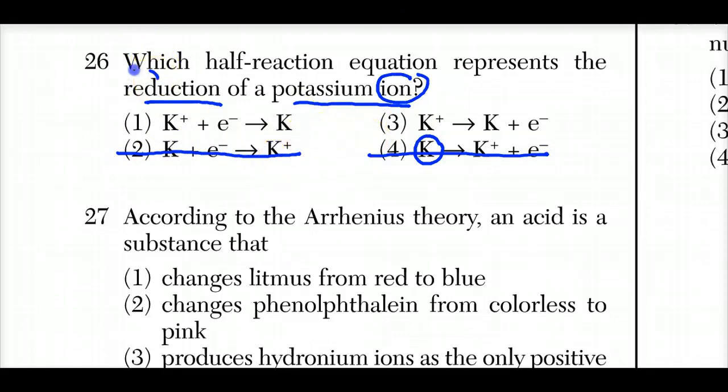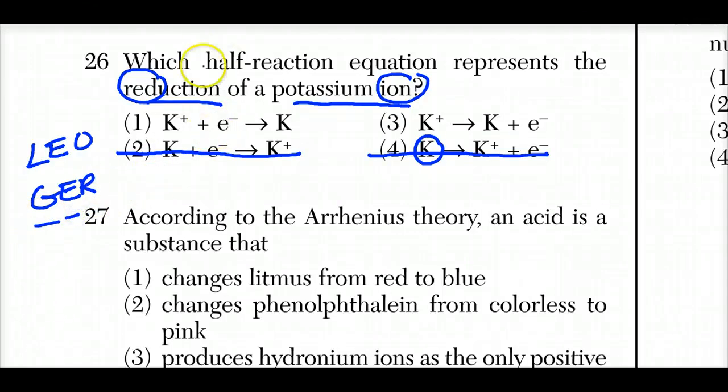Now, what is reduction? You should learn: Leo the lion says grr. Losing electrons, LEO, is oxidation. Leo the lion says grr. Gaining electrons is reduction. Now, how can I gain something, get reduced? Well, what you're gaining is something that is negative, which makes your charge go down. So if you're gaining something, the electron should be on the reactant side of the reaction. The reactants react to make products. So this is gaining electrons.